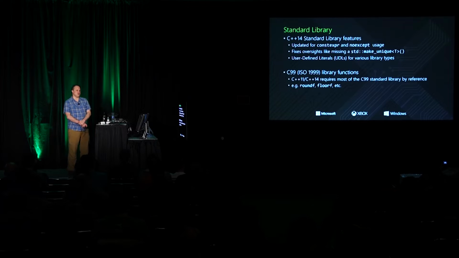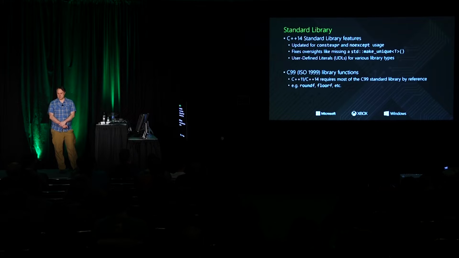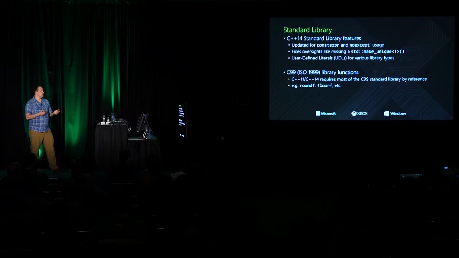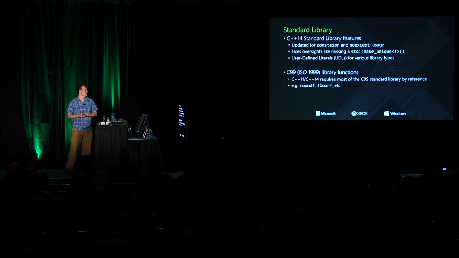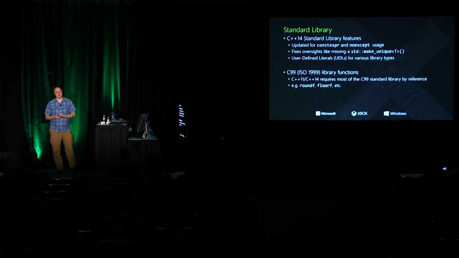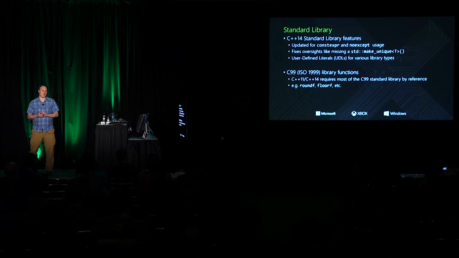So the other half of the standard, in addition to the language, is, of course, the standard library. The C++14 standard library added a bunch of stuff that had been added to the language in C++11, but the standard library itself didn't leverage it, for example constexpr and noexcept. There were little oversights, like there was a make_shared, but there wasn't a make_unique. They added the concept of user-defined literals to the language, but they didn't use them in the standard library, so they added those.